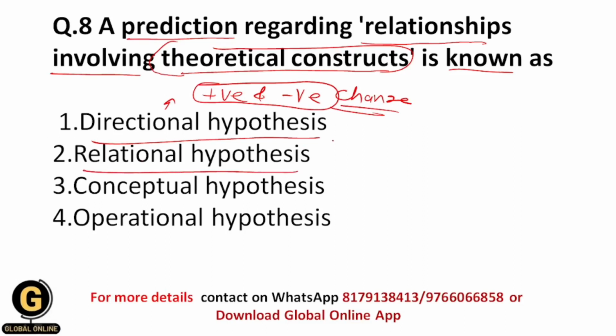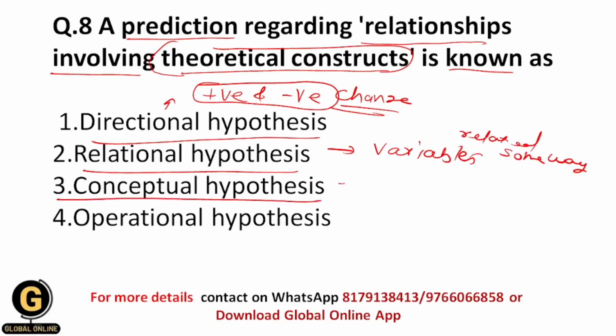Second is relational hypothesis. So relational hypothesis predicts that the variables are related in some way. Where the variables are related in some way is suggested through what? Relational hypothesis. Third is conceptual hypothesis. So it is the educated guess about how variables relate, or an educated guess about relationships between two or more variables.